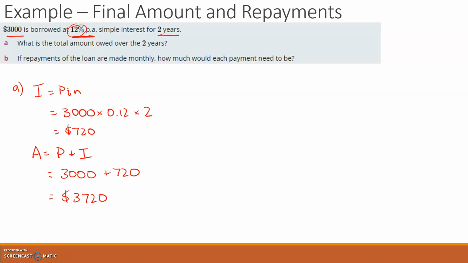So that's part A. Now part B says, if repayments of the loan are made monthly, how much would each payment need to be? So let's look at what we're dealing with here. We're dealing with paying off $3,720 over 2 years. But the repayments are monthly. So with monthly repayments.